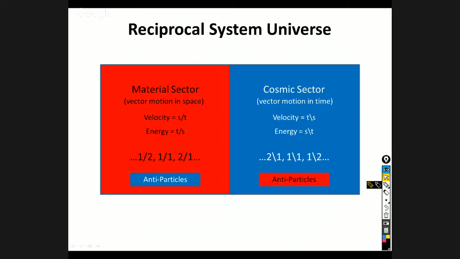But if we look at what Einstein accomplished, we can see that there's some confusion here that needs to be straightened out. The space-time dimensions of E equals mc squared are TS.